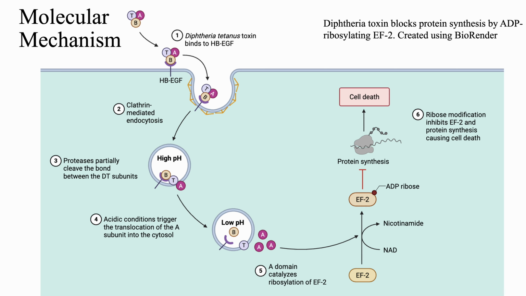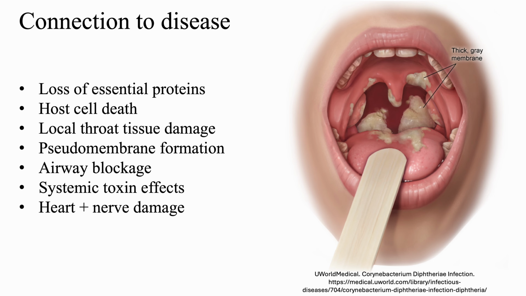Since EF2 is required for ribosomal translocation during elongation, the ribosome can no longer move properly along the mRNA. The result is a shutdown of protein synthesis. So the disease symptoms are directly connected to this biological mechanism. Once EF2 is inactivated, affected cells cannot make proteins efficiently. Proteins are needed constantly for membrane maintenance, enzyme function, metabolism, repair, and survival. Without new protein synthesis, cells become injured and eventually die.